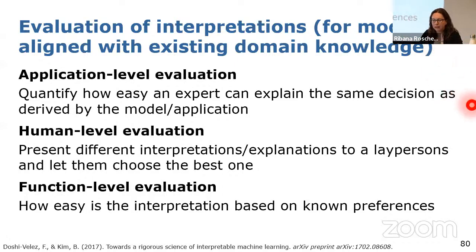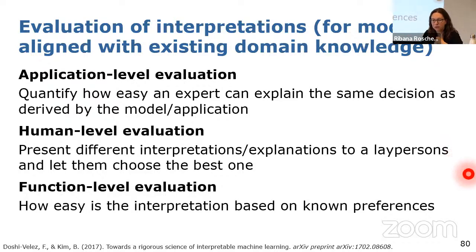In this paper, which I found really nice, they mention three types of evaluation you can perform when you look at your interpretation. The first one is the application level evaluation. Here you quantify how easy it is for an expert to explain the same decision as derived by a model application. So you let a system make a prediction, then you see an explanation, and you see if an expert would explain it in the same way.